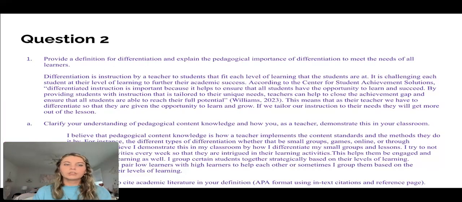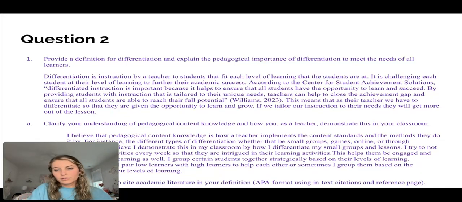All right, question 2. It wanted us to provide a definition for differentiation and explain pedagogical importance of differentiation to meet the needs of all learners. So differentiation is instruction by a teacher to students that fit each level of learning that the students are at. It is challenging each student at their level of learning to further their academic success.